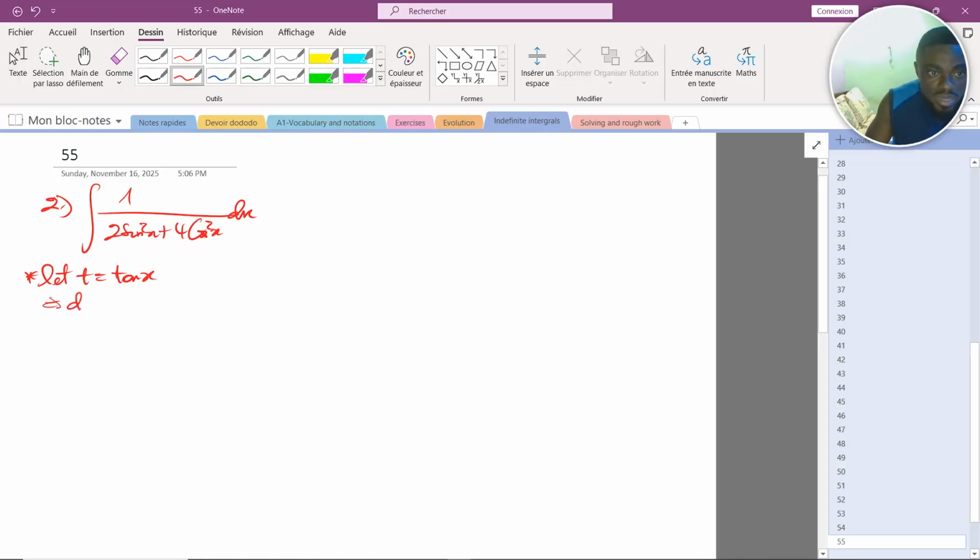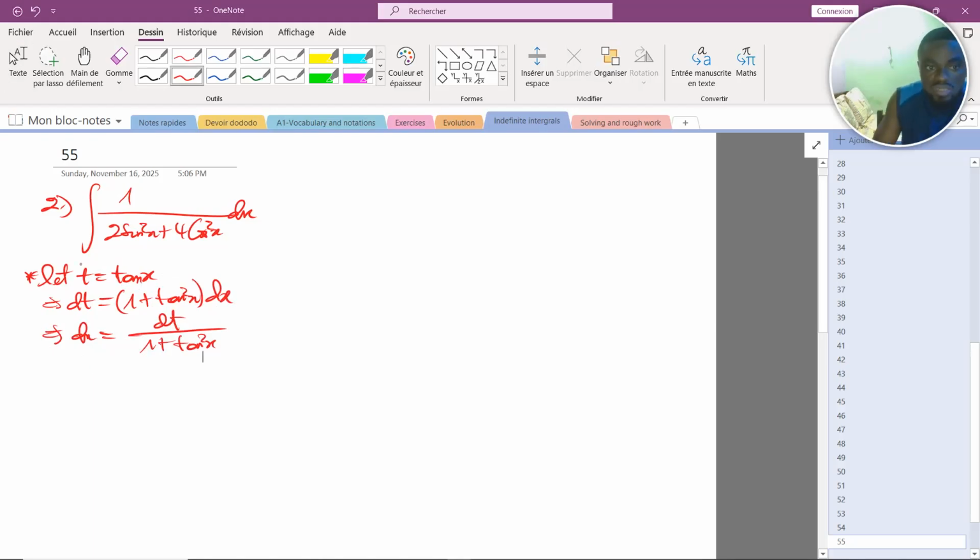It implies, when I differentiate this implicitly, I'll have 1 times dt being equal to the derivative of tan x, which is sec square x, or 1 plus tan square x. Since I was differentiating with respect to x, I write dx. So this implies my dx will be equal to dt on 1 plus tan square x.